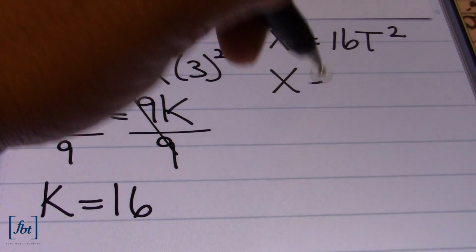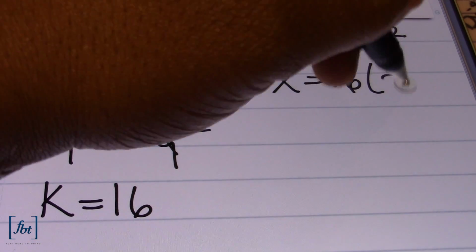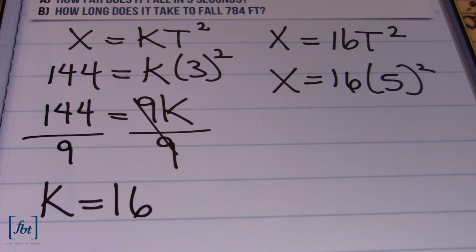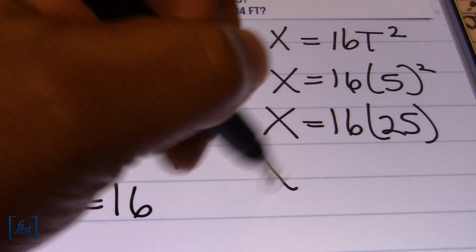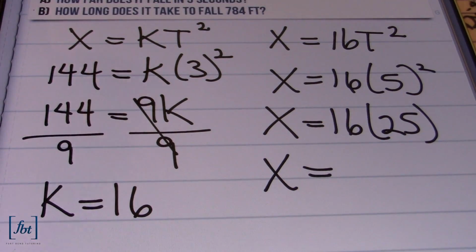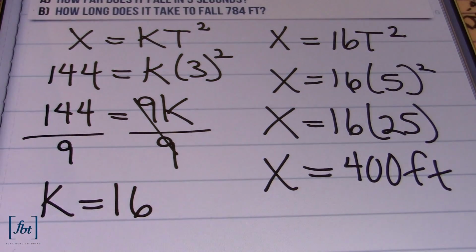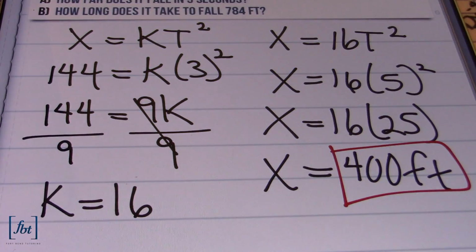So I'll have x equals 16 times 5 squared. All right. Then simplifying this, we'll have x equals 16 times 25. And multiplying 16 times 25, you'll end up with 400. So the answer is 400 feet. That's part A. Go ahead and box it up. Red boxing it. All right.